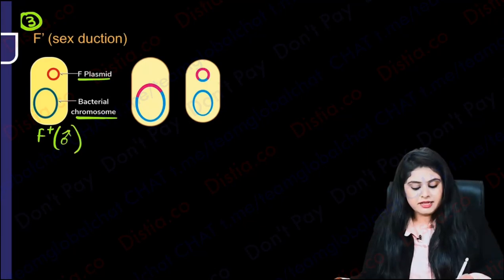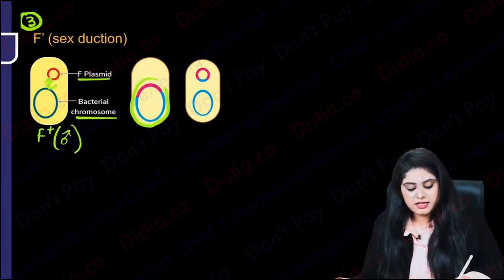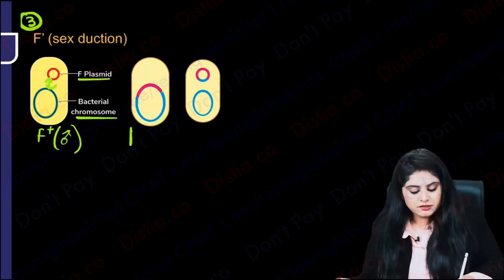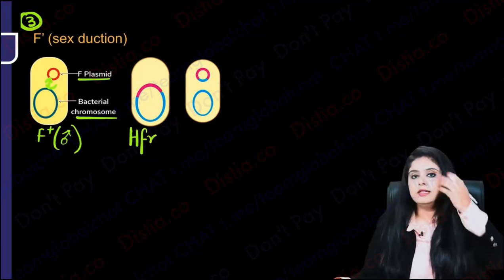Okay, what do I see in the next? They have fused. Both of them have fused. Now what do you want to call this cell? They have entered into a relationship. Can I call this a high frequency recombinant? You know this too, ma'am.